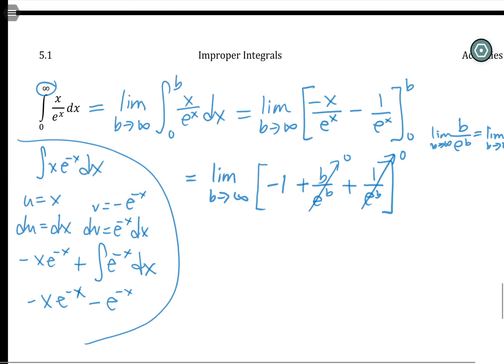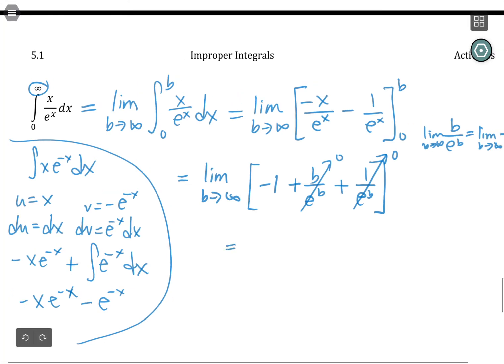So it looks like I'm getting negative 1, which, hold on a second, seems weird to me. It seems like it should be positive because we're going from 0 to infinity, so x will always be positive. e to the x is always positive. Let's see if we can figure out where I lost my signs. u times v minus the integral of v du: minus x e to the negative x minus e to the negative x. I don't know, I'm not seeing it. Did I misdistribute?